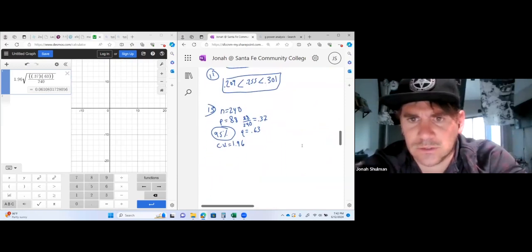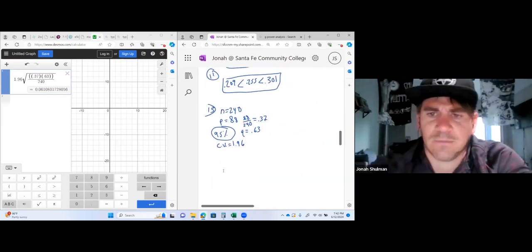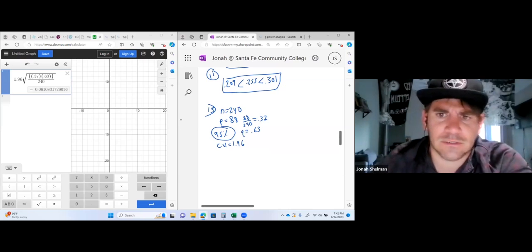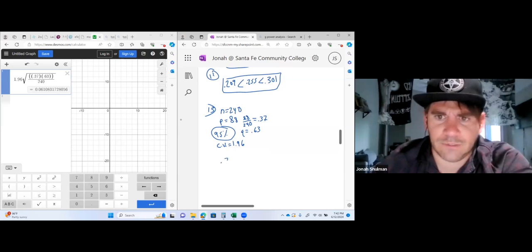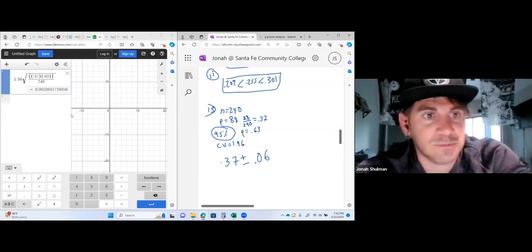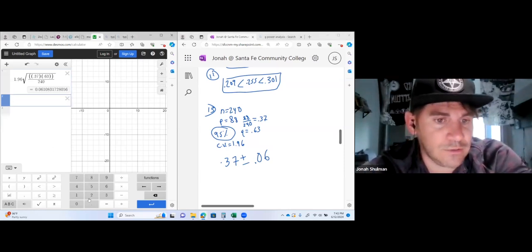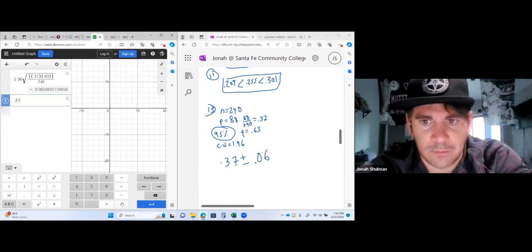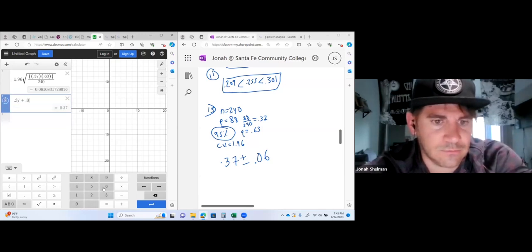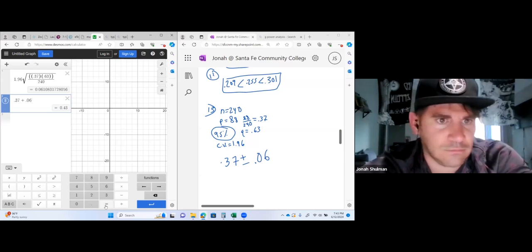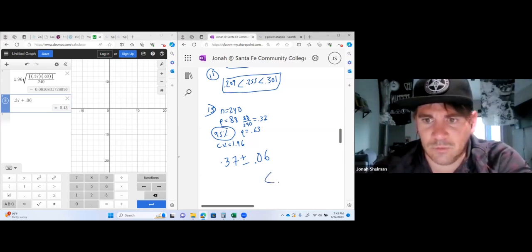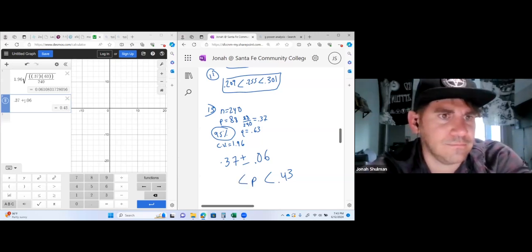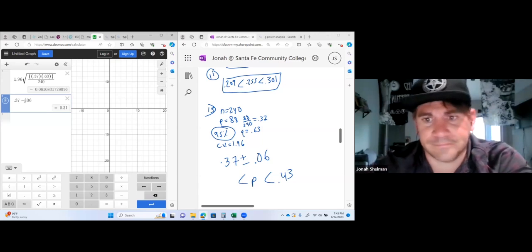So this is what I think the answer is. Remember, I'm human. I make mistakes all the time. I think it's going to be between 0.37 plus or minus 0.06. So we're going to be 95% sure it's between these two values. And what are those two values? 0.37 plus 0.06, which is 0.43, and I believe this is our confidence interval. It's going to be 0.31.